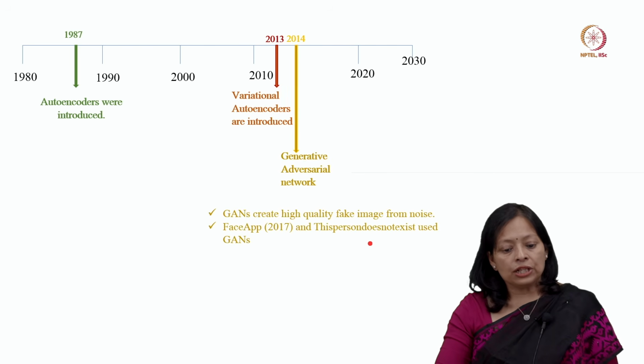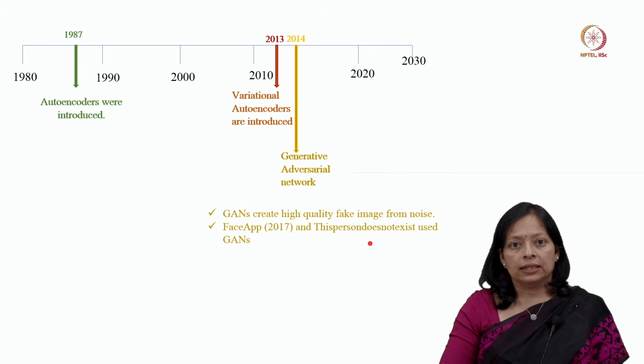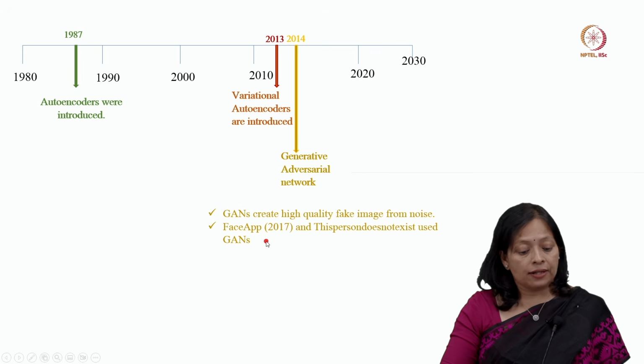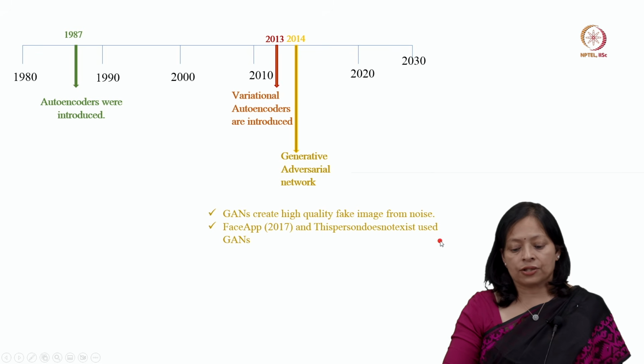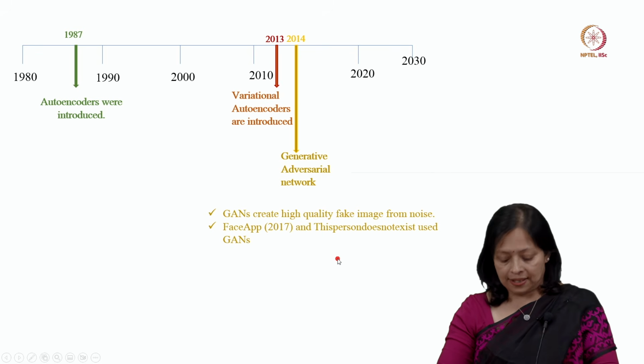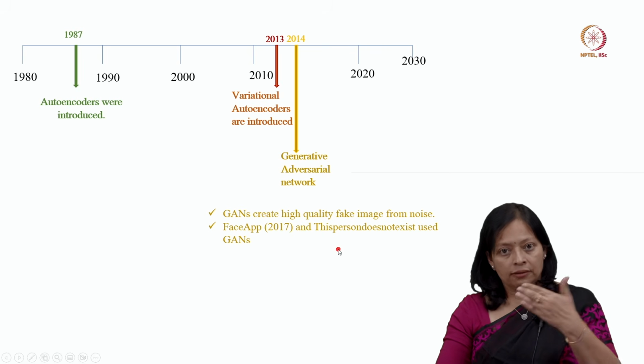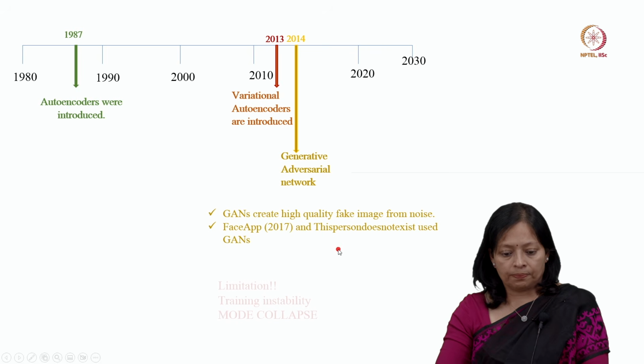Then in 2015 the GANs came into the picture, and GANs were able to create high quality fake images from noise. And apps like FaceApp in 2017, and This Person Does Not Exist, used GANs as their backbone architecture.